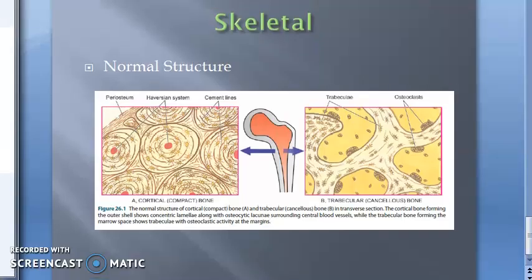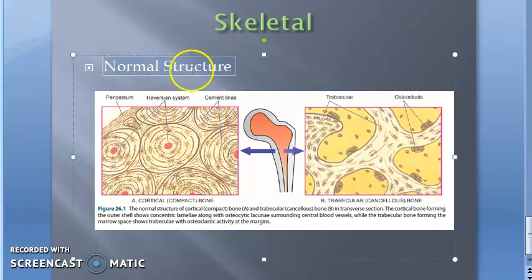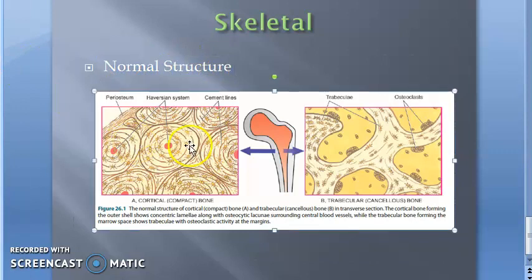Guys, let us start off with the first part of this skeletal pathology. First, let us look at the normal structure of bone. There are two types of bone: compact bone or cortical bone. This is how it looks with all the haversian system, etc. And then you have the trabecular or cancellous bone.